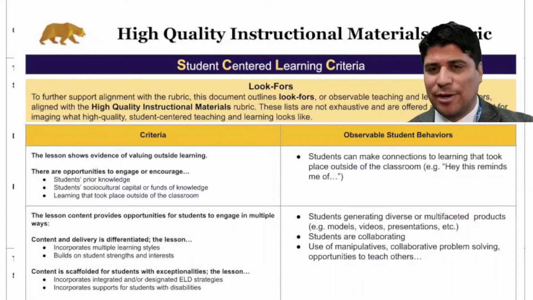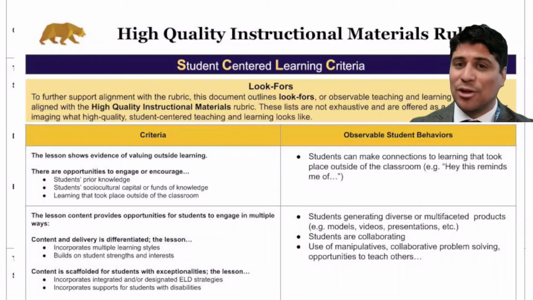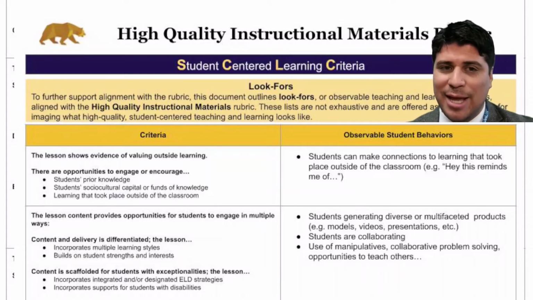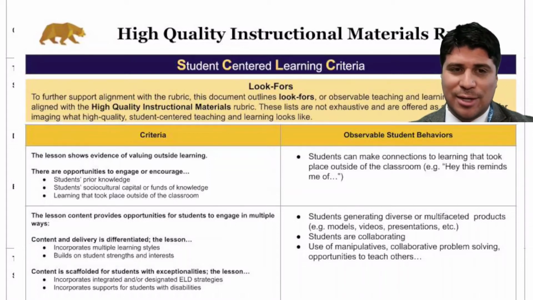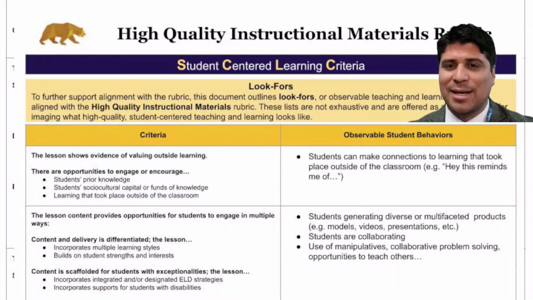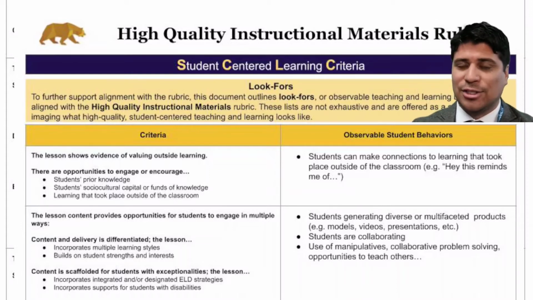The last page is very similar, except it doesn't look at it from the angle of observable teacher moves, but the observable student behaviors. So again, looking at the criteria on the left, there are opportunities to engage or encourage. Then it has the bullets. If you look at observable student behaviors, it says students can make connections to learning that took place outside the classroom. Hey, this reminds me of. Now, these again are just examples.